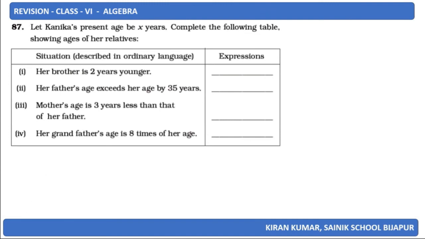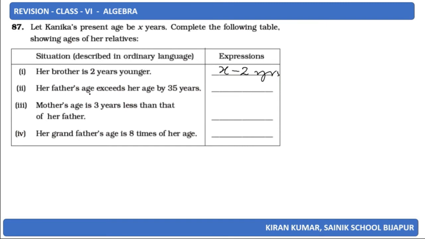87th, let Kanika's present age be X years. Complete the following table showing ages of her relatives. Her brother is 2 years younger. Kanika is X years, so her brother will be X minus 2 years.